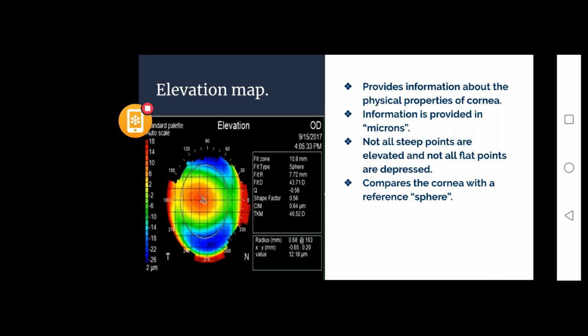So, elevation map. Suppose I want to say that my height is very high, or I'm very tall. How do we define tall? When I want to say I am tall, I should have a reference. I am tall as compared to whom? Right.